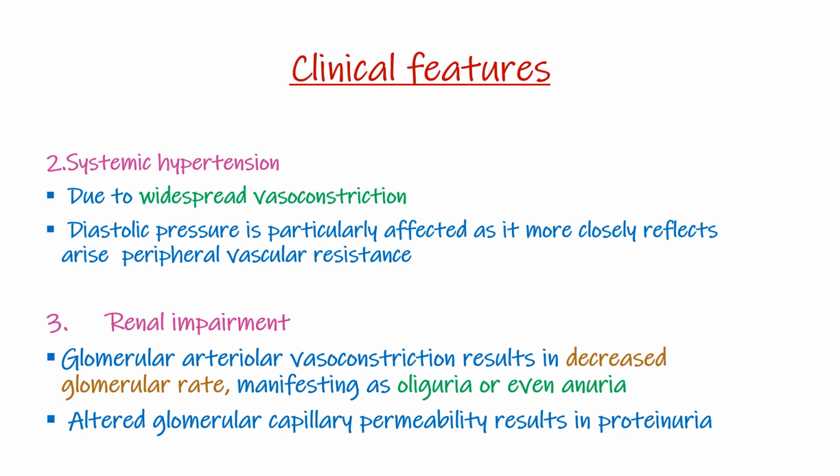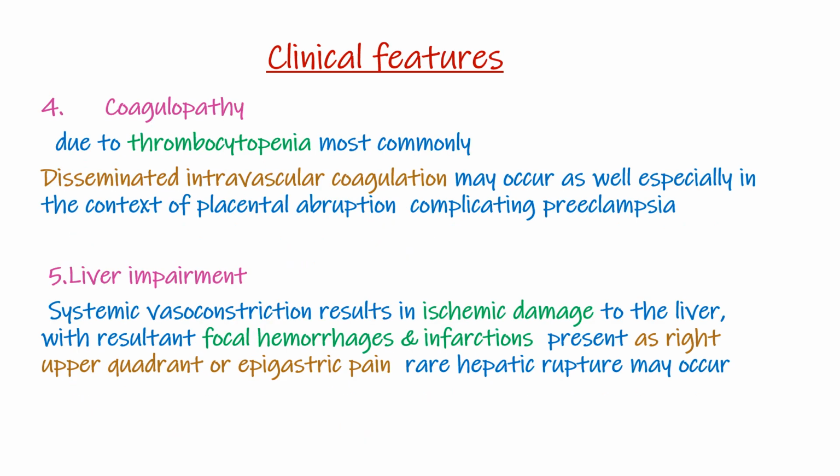The other one is coagulopathy. As we noted in the pathophysiology behind preeclampsia, you're going to have increased platelet aggregation among those factors, and this leads to thrombocytopenia most commonly. You can also have disseminated intravascular coagulation, especially in the context of placental abruption complicating preeclampsia.